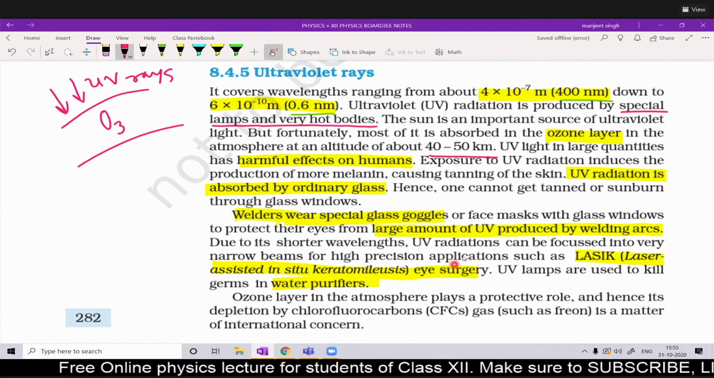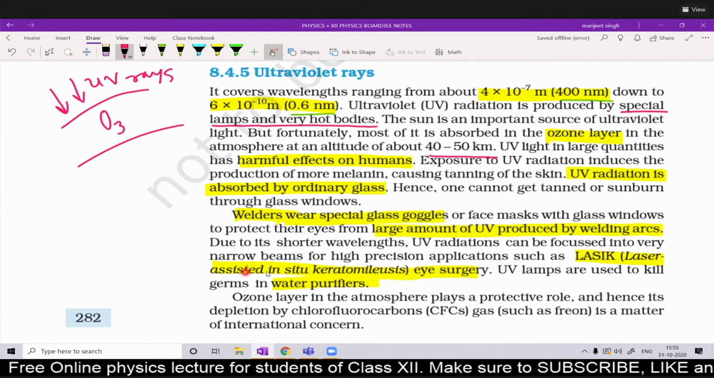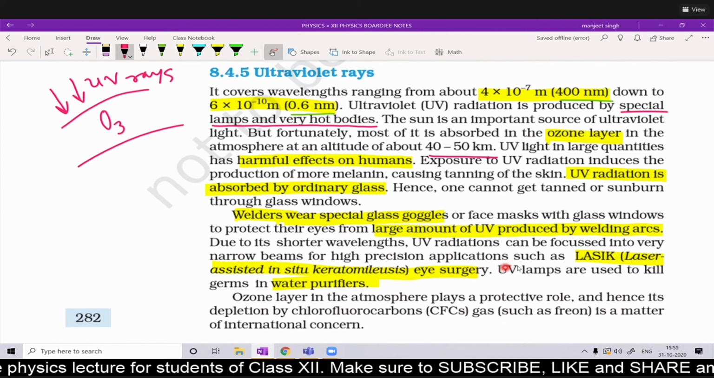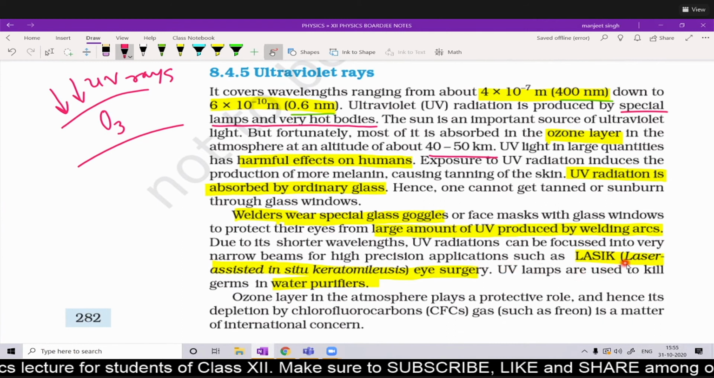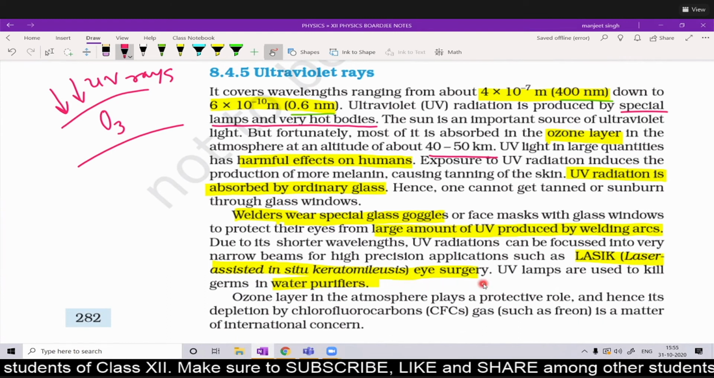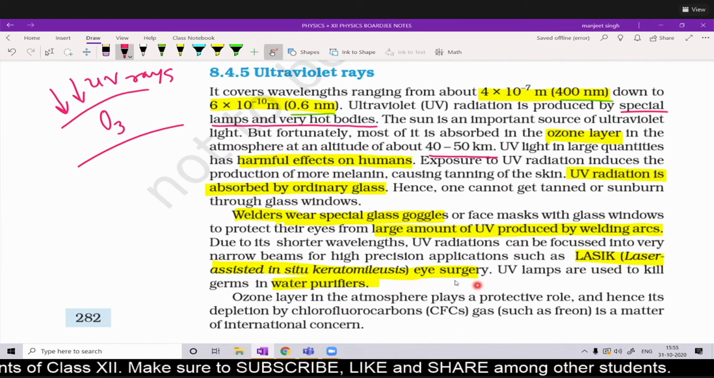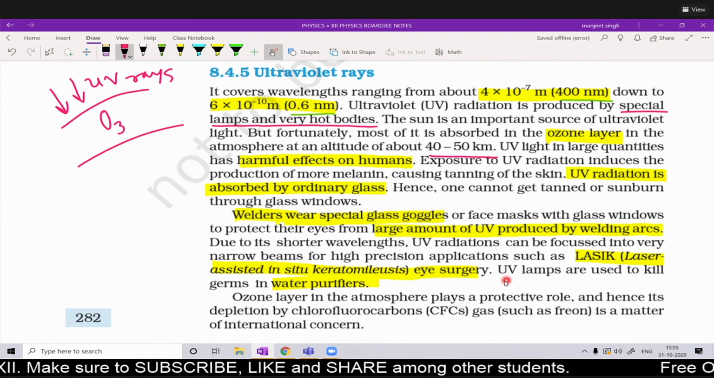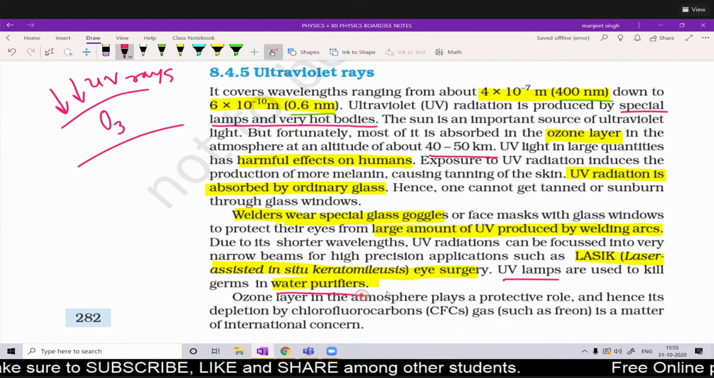One more application of ultraviolet radiation is that they are converted into narrow beams of high precision for LASIK surgery, laser assisted in situ keratomileusis eye surgery. This is a LASIK eye surgery in which these focused ultraviolet rays are used. Ultraviolet lamps are also used in water purifiers.